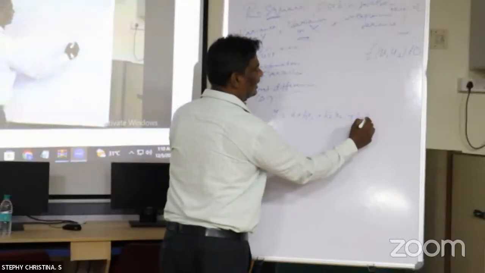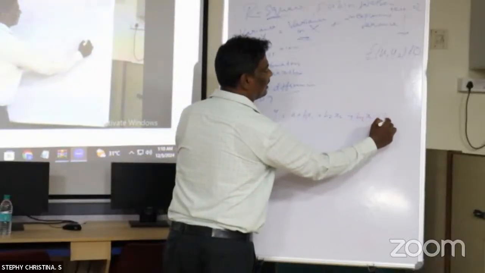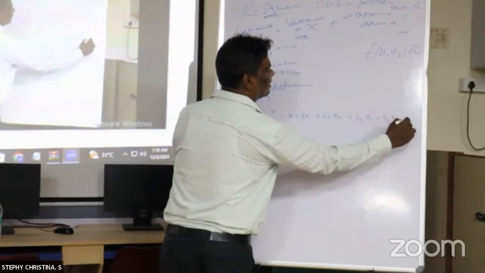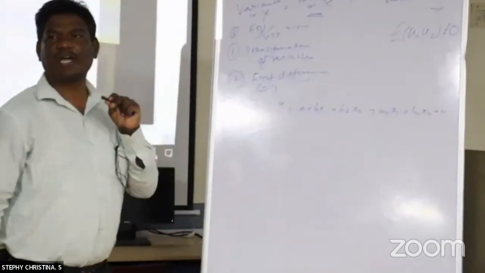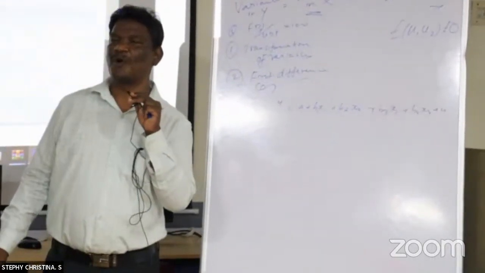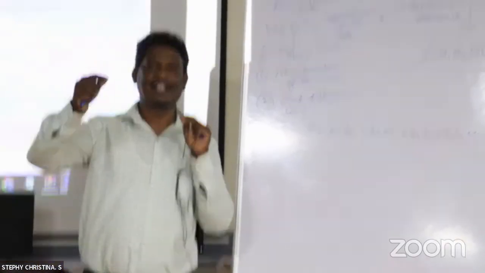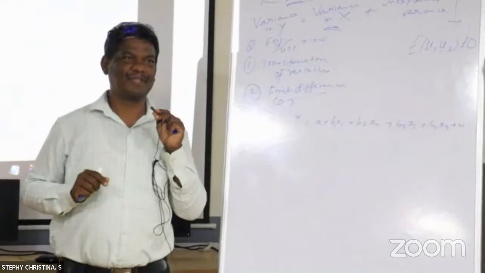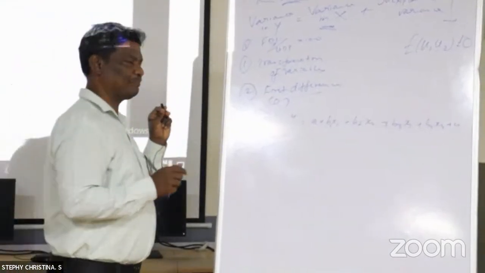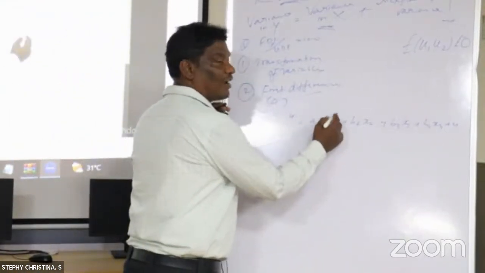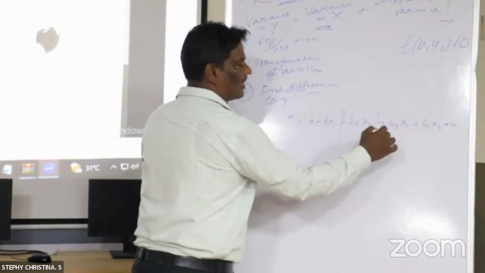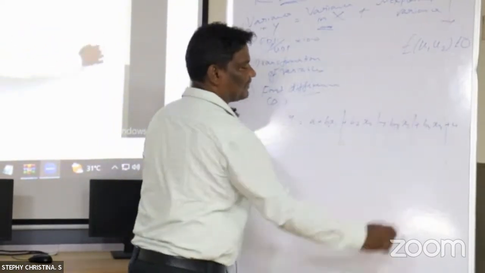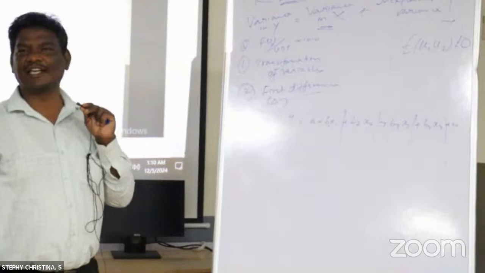plus B3 X3 plus B4 X4 plus U. Okay, this is the multiple regression model because on the right hand side, there is more than one variable. Now, what is the problem you see? All are independent variables. So now, what is multicollinearity?